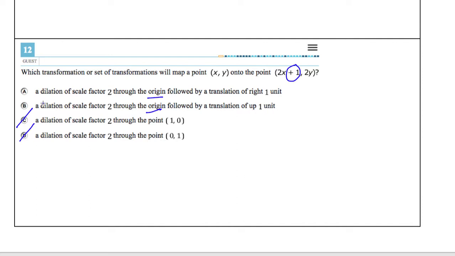If you said right 1, you got it correct because it's in the x coordinate. Whenever x is positive, it goes right. When y is positive, it goes up. And I have no adding on y, so the correct answer is A.